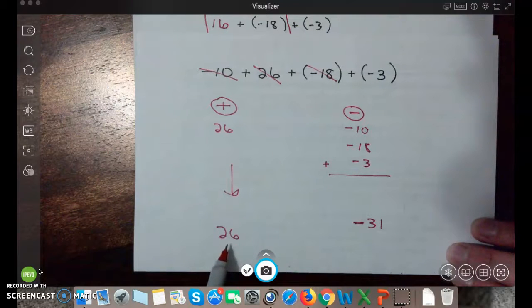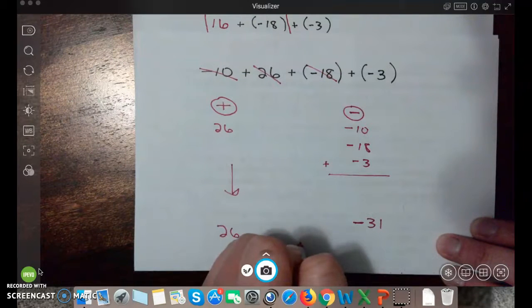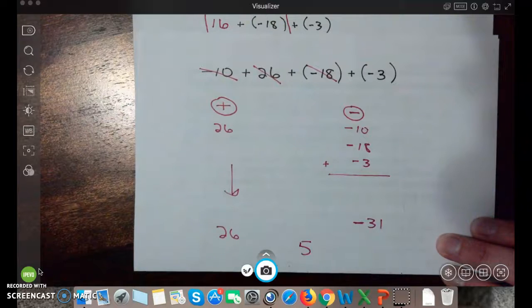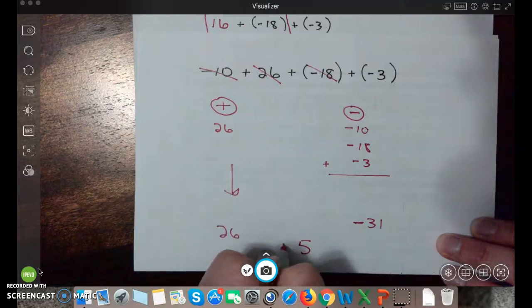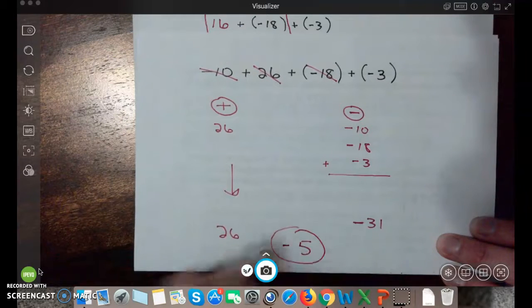So now all I have left is one positive number with one negative number. And going back to our rules for adding, because these signs are different, I'm actually going to subtract 31 minus 26 to give me 5. And because I have more negatives than I do positives, my answer is going to be a negative 5.